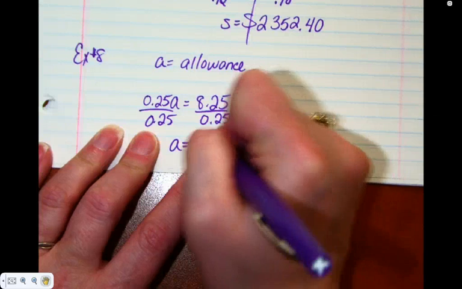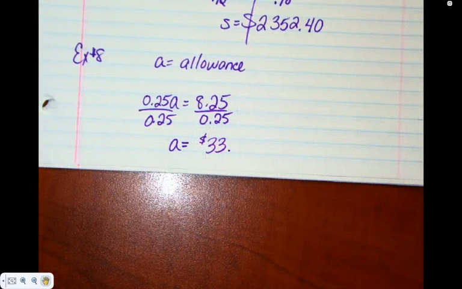Even? That's a pretty good allowance. I want to live with DJ. Don't forget the dollar sign.